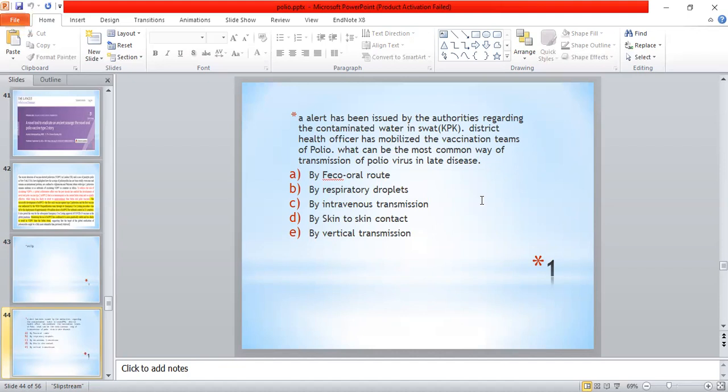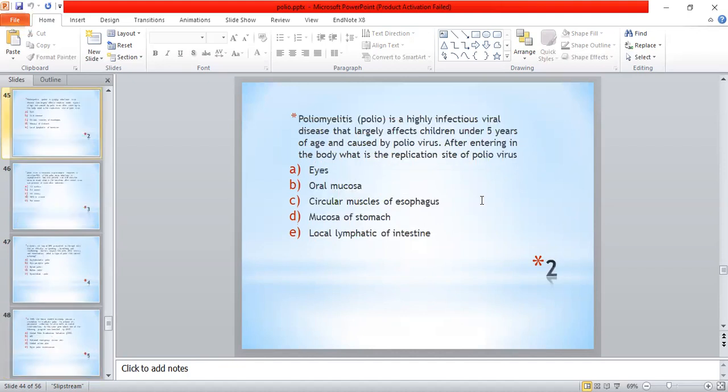A. Yes, alpha is the right answer. Most common in the late disease is the fecal.